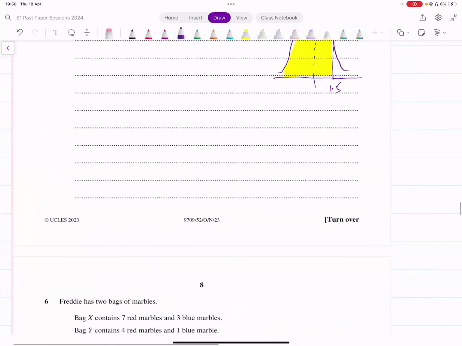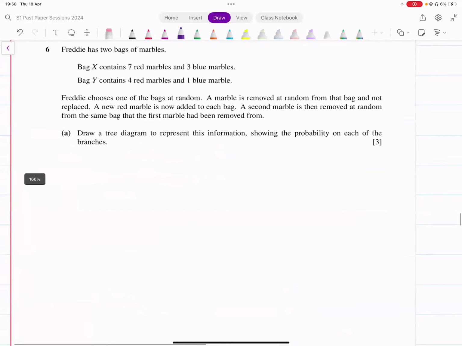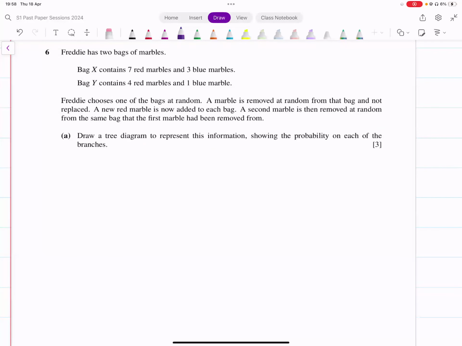But let's look at the next one now. Question number 6. Okay, now it says Freddy has 2 bags of marbles. Bag X contains 7 red marbles and 3 blue marbles. Bag Y contains 4 red marbles and 1 blue marble.